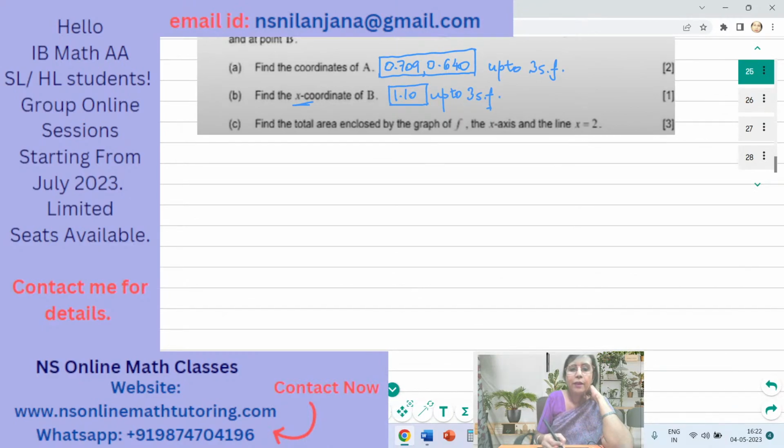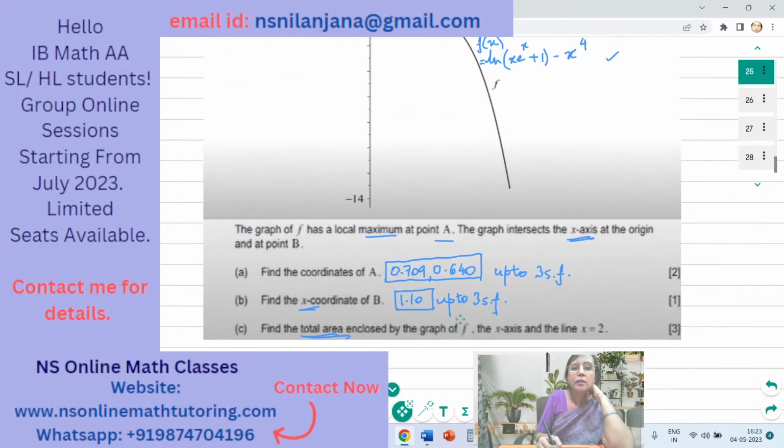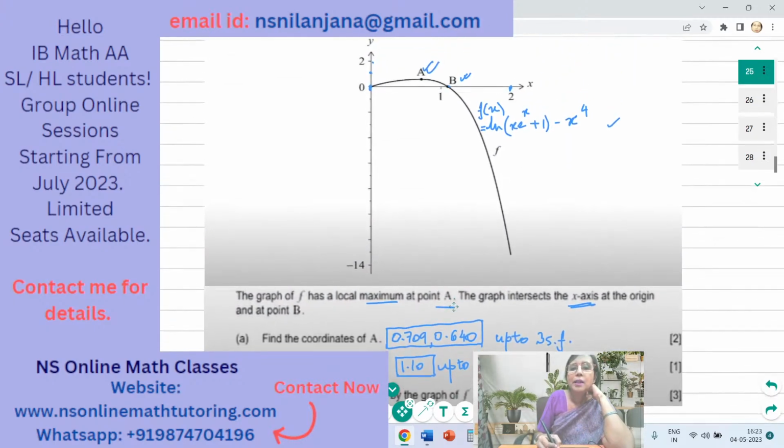And now they are saying find the total area enclosed by the graph of f, the x-axis and the line x equal to 2. See over here, this is the graph of the function f of x, and this is the x-axis. And they are saying the line x equal to 2. This is the line x equal to 2.